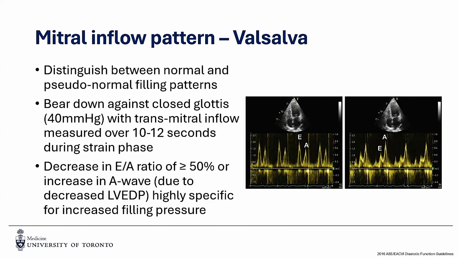And so it's generally thought that a decrease in your E to A ratio of greater than 50%, or an increase in your A wave, is highly specific for increased filling pressure. Okay? So again, this is not something that is used very often clinically, but it's quite helpful in terms of understanding what happened with grade 2 diastolic dysfunction.